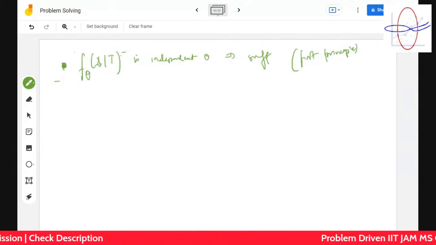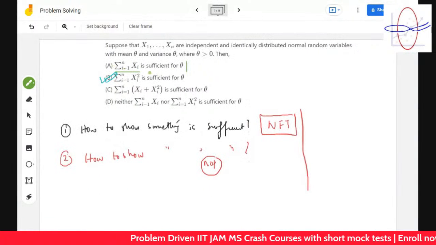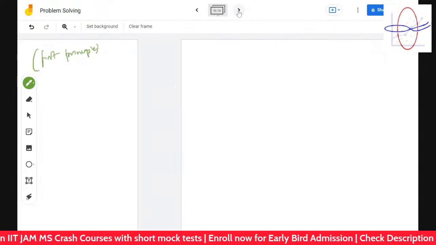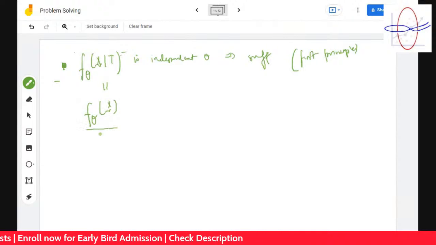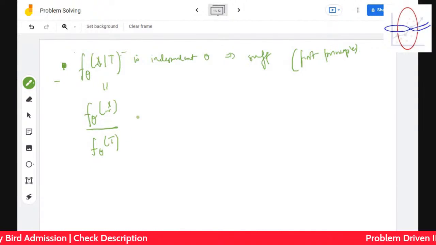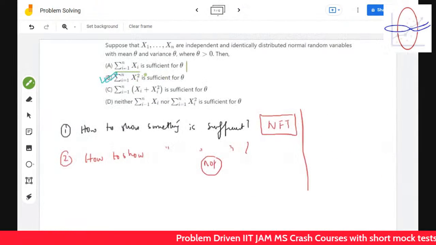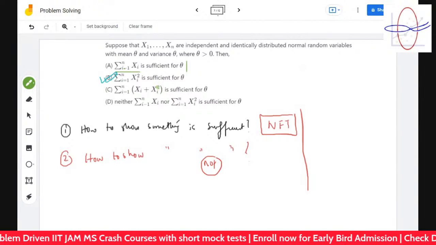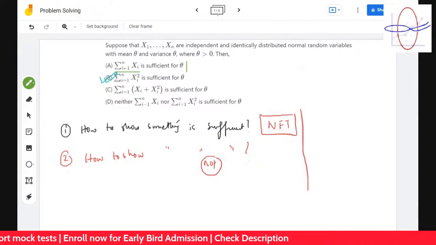Very good. Do you want to compute it here? You see you have to compute it here. This is nothing but f theta of x over f theta of t, where t is summation xi. But you see this can be a little bit harder. What do you think about this? How can we show that?